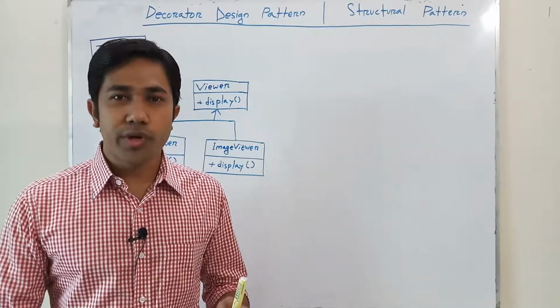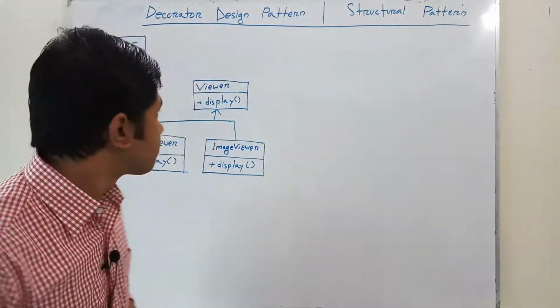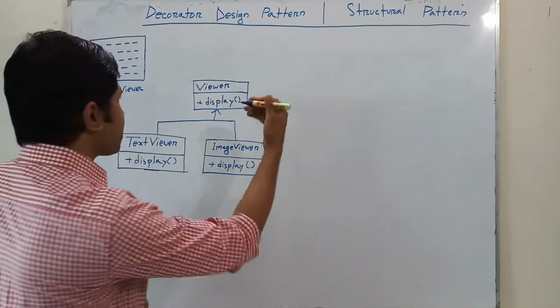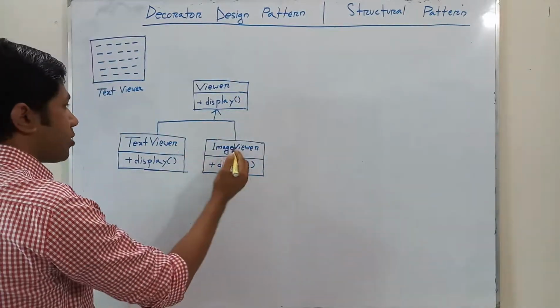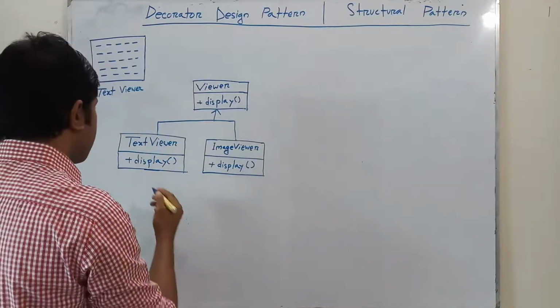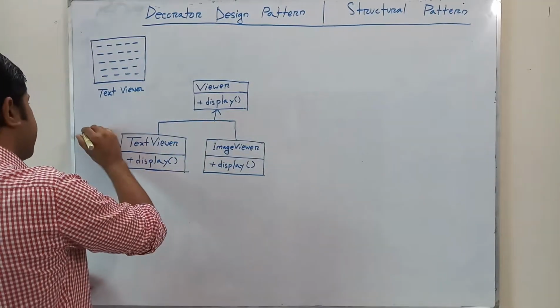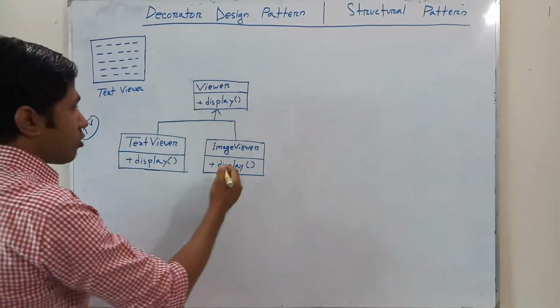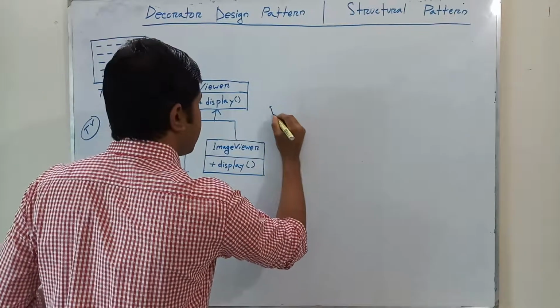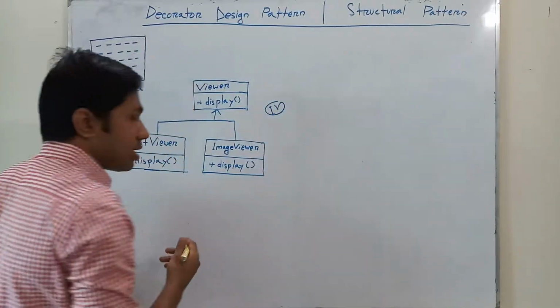First, let's see why we need to use the Decorator Design Pattern. Here we have a class hierarchy where Viewer is the interface, and TextViewer and ImageViewer are the two classes. The object of TextViewer, suppose TV, displays text, and the object of ImageViewer, suppose IV, displays images.